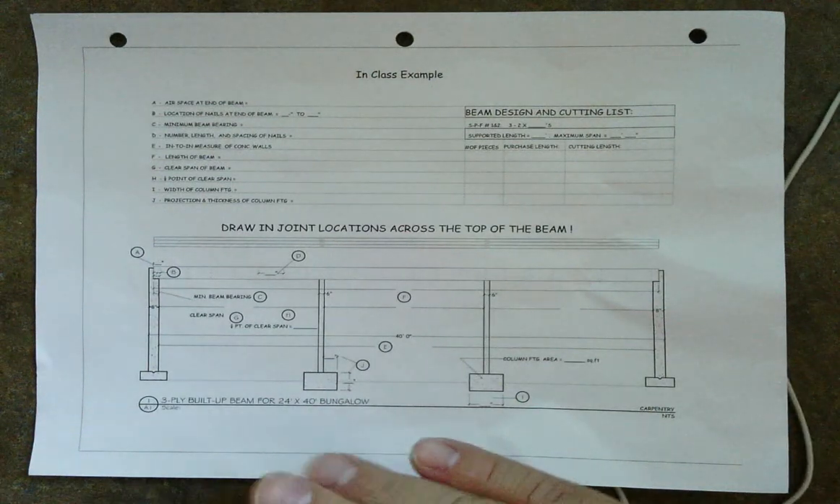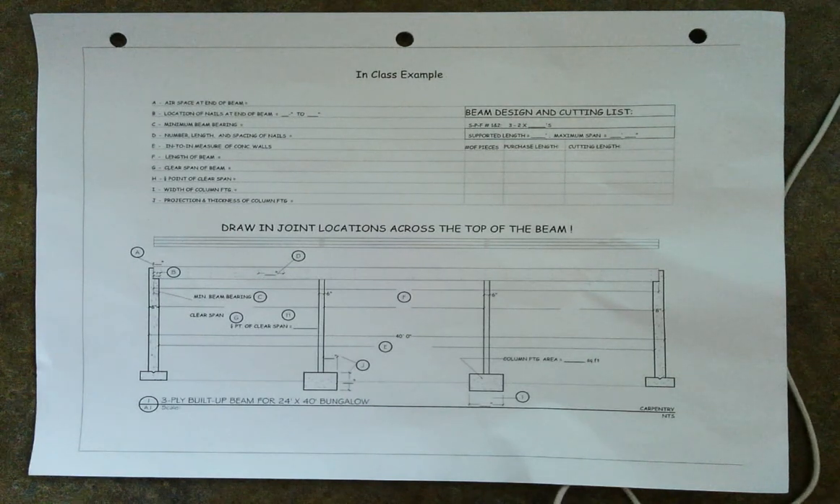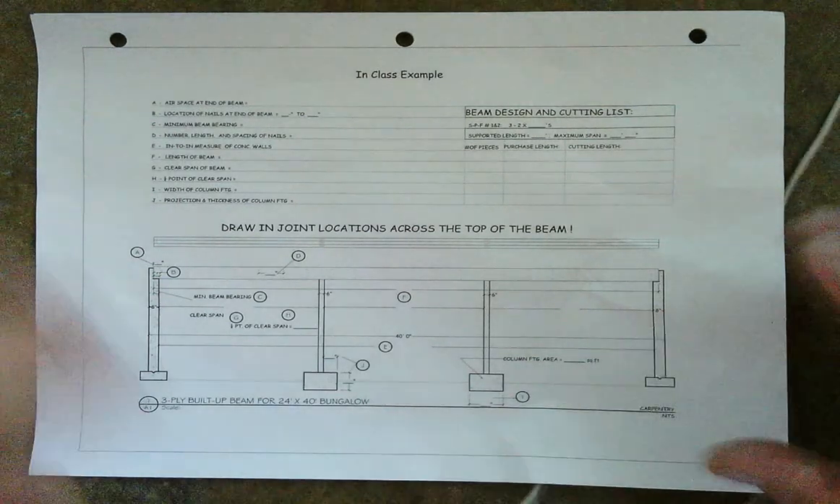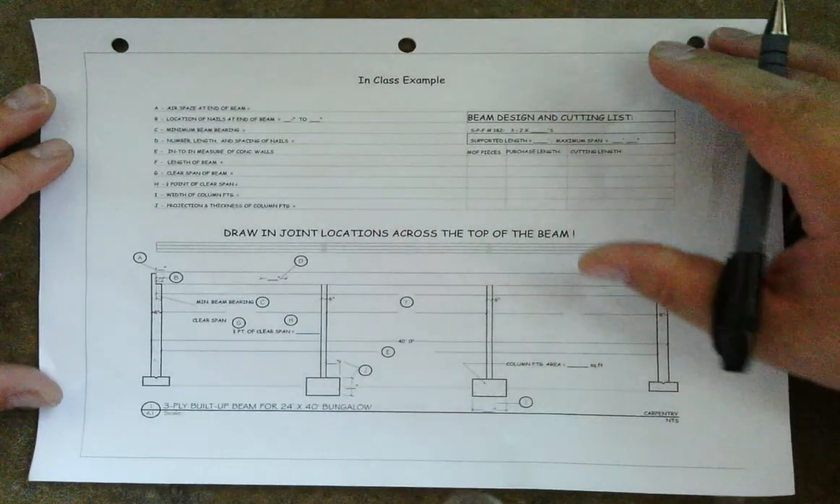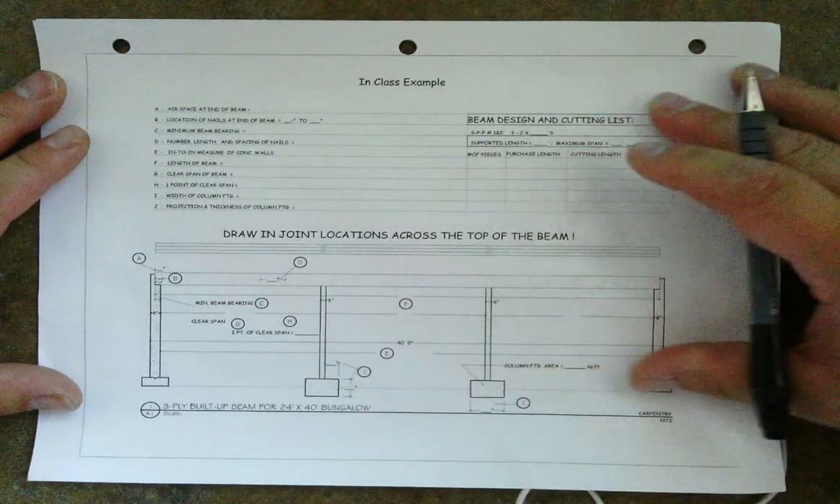In-class example. I just want to do a video of our in-class example, which was a beam calculation. It's a 3-ply built-up wood beam for a 24 by 40 bungalow. It's the exact same one we did in class for our example. I just figured it would be handy for assignments, studying for tests and stuff like that.